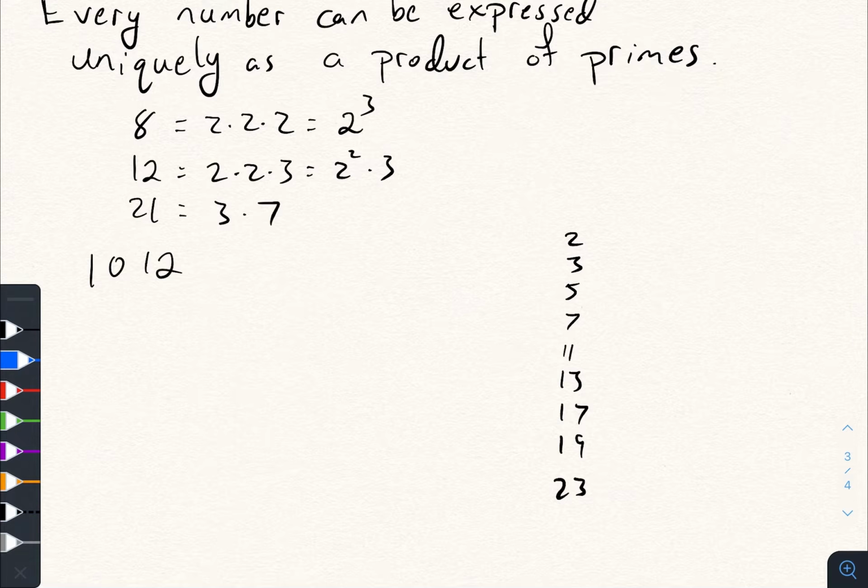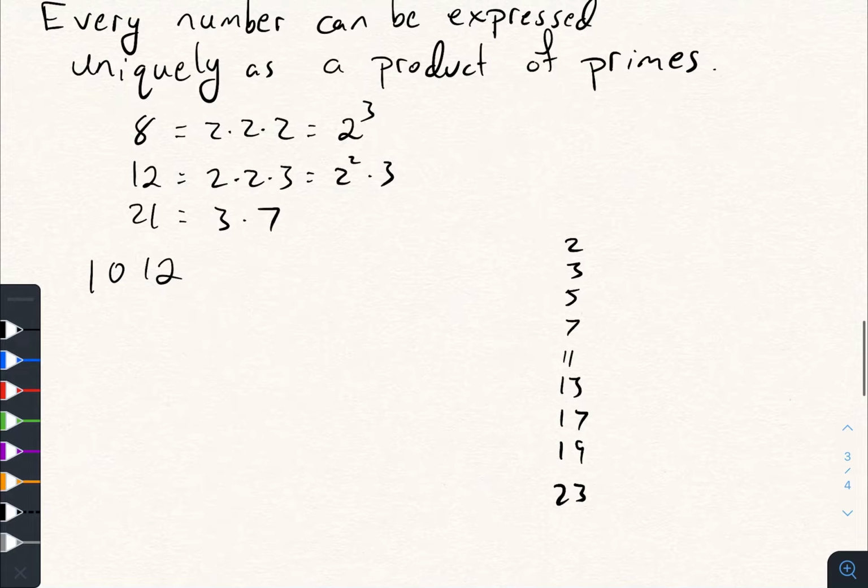Okay, so let's go down the list. Is it divisible by 2? Well, yeah. The divisibility tests for both 2 and 5 are pretty straightforward. You just check the ones digit, see if it's even, or see if the ones digit is a 0 or 5 to see if it's divisible by 5. So those are easy, right? We can see that it is even, so it's divisible by 2. We can factor out a 2.